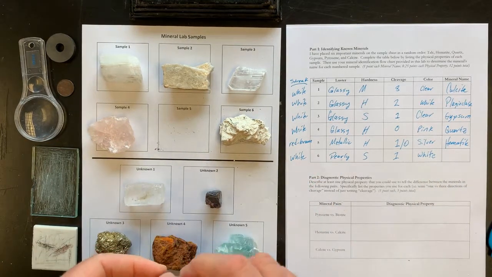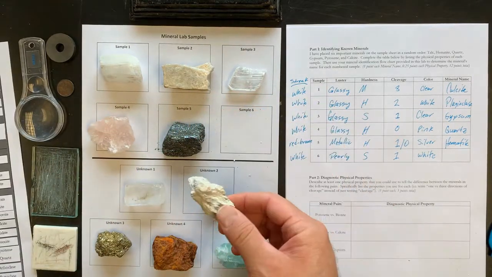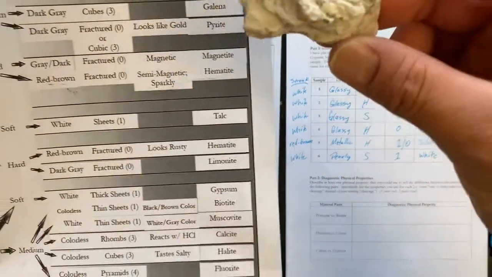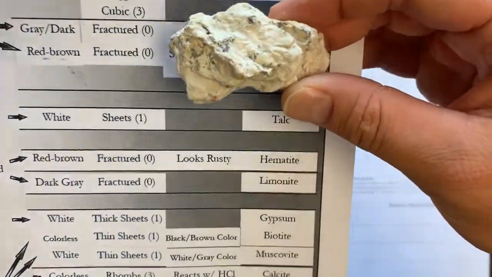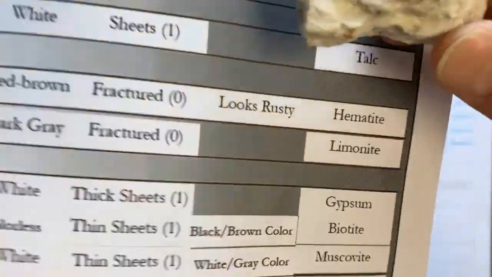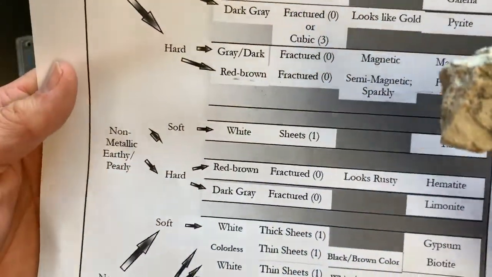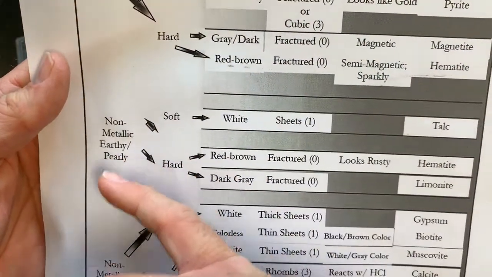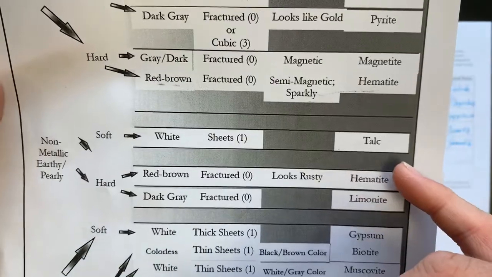And finally, sample number 6, a pearly mineral with a soft hardness, 1 direction of cleavage in white. So we're going to come down to non-metallic earthy pearly here, and that's the middle section for luster. It is soft and white. It is in sheets. It's talc.